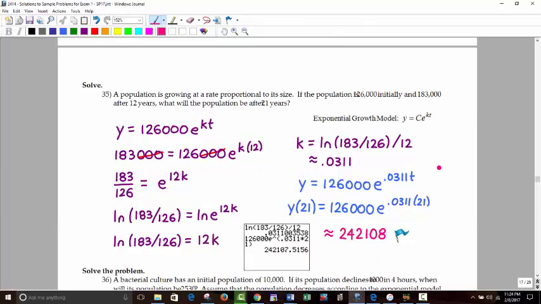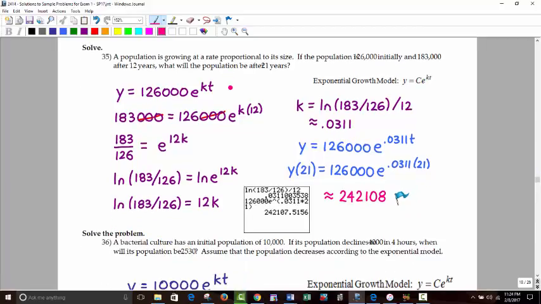So here's an exponential growth model for population. Now we're going back to using this model right here, not Newton's law of cooling. Of course, in my notes I have these problems before Newton's law of cooling, but I'm not going to rearrange this now for that. So we have y equals ce to the kt. We know there's 126,000 initially, so that's my c at time 0, and then 183,000 in 12 years. So that will help me get my k.